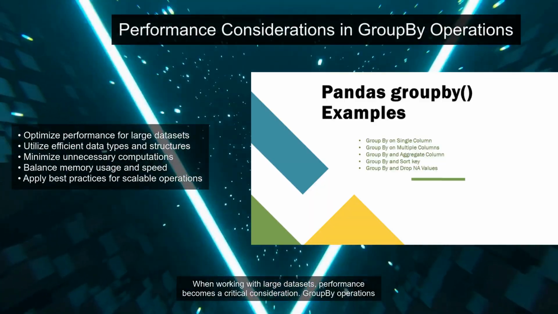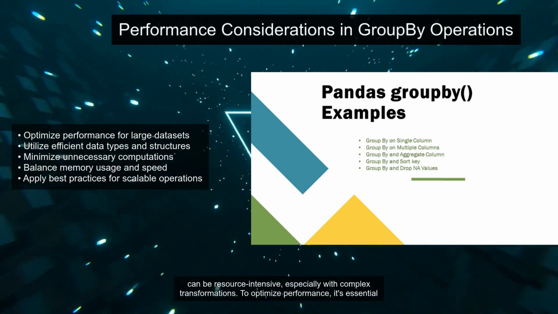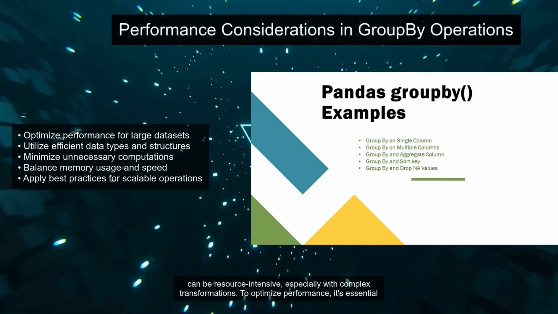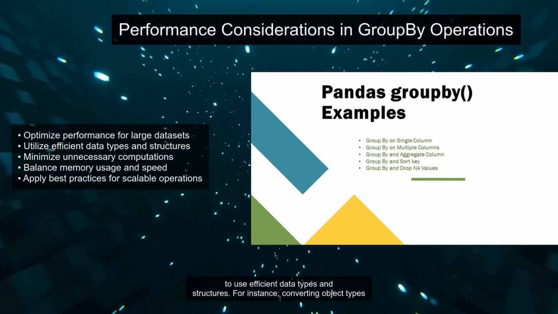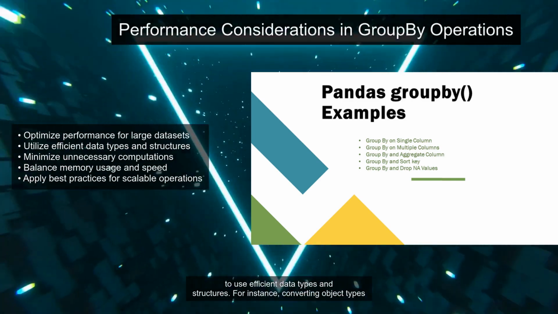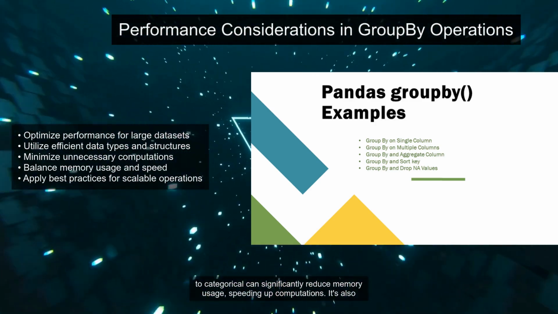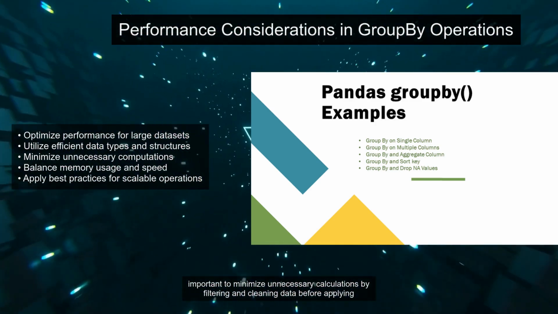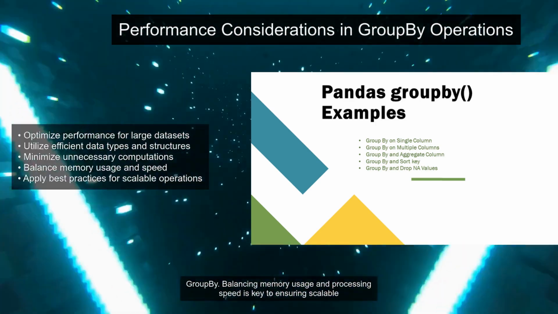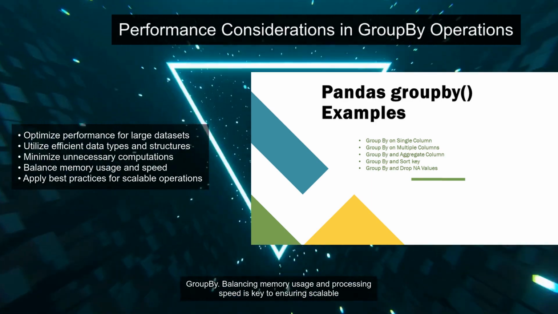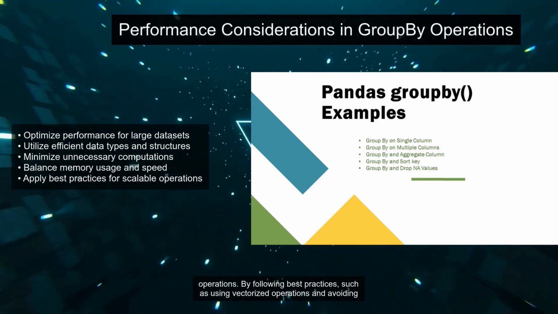When working with large datasets, performance becomes a critical consideration. GroupBy operations can be resource-intensive, especially with complex transformations. To optimize performance, it's essential to use efficient data types and structures. For instance, converting object types to categorical can significantly reduce memory usage, speeding up computations. It's also important to minimize unnecessary calculations by filtering and cleaning data before applying GroupBy. Balancing memory usage and processing speed is key to ensuring scalable operations.